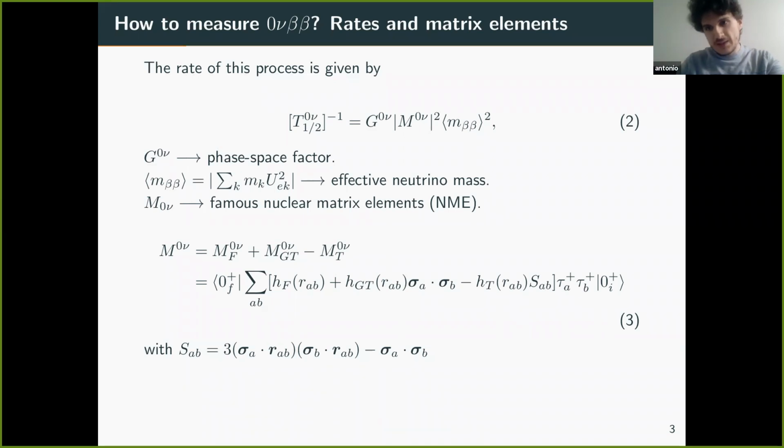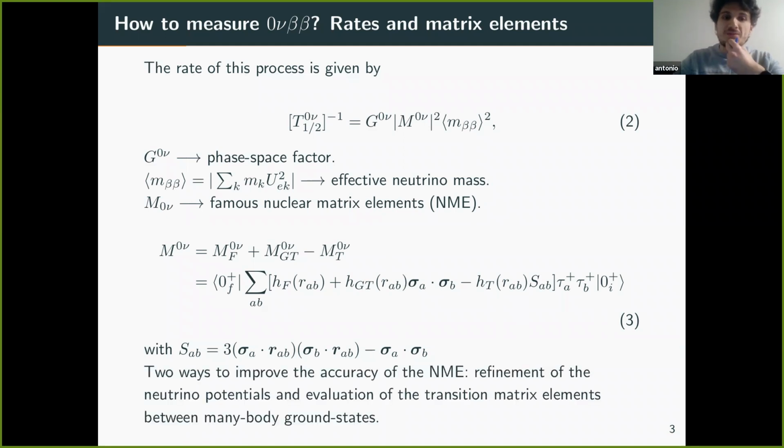So we need to refine these matrix elements in a way, and it can be done in two manners. First, we can refine these neutrino potentials here, or well, the nuclear matrix elements will depend on the ground state wave functions of the initial and the final state. So you can work on methods or better approximations to obtain the ground state wave function of the initial and the final nuclei. And this is where we've been focusing all of our efforts here at North Carolina.